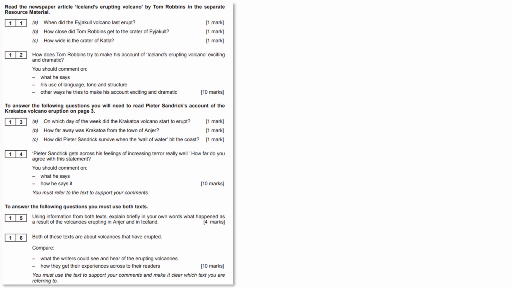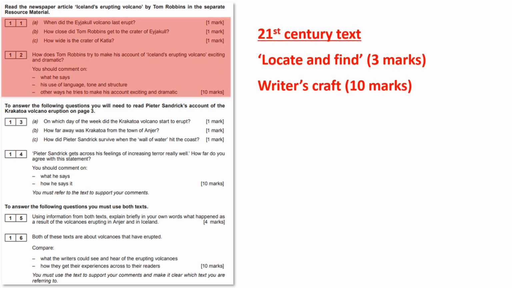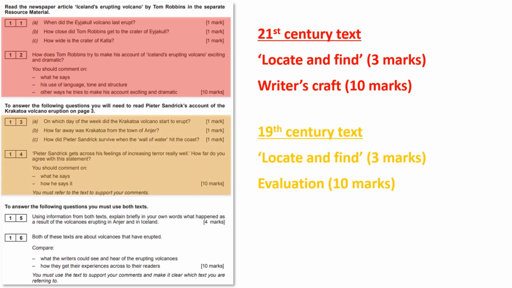There will be 6 questions worth 40 marks in total, which equates to 30% of the overall final grade. You will have 60 minutes to write your answers. The first 2 questions will be on the 21st century extract and will consist of a 3-mark locate and find, followed by a longer 10-mark task, which is most likely to be on writer's craft. The next 2 questions are similar but are on the 19th century text, and the 10-mark task will be an evaluation question.